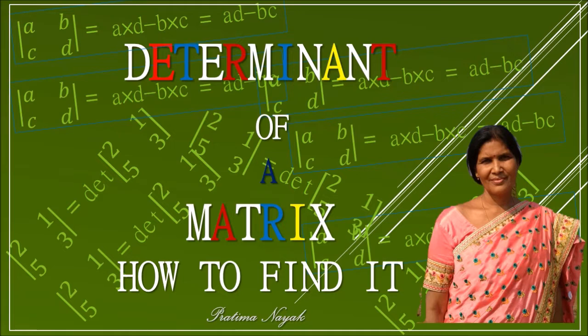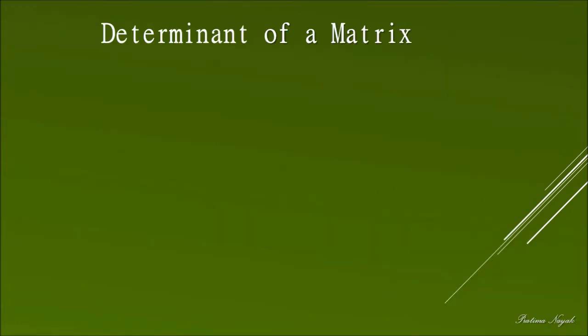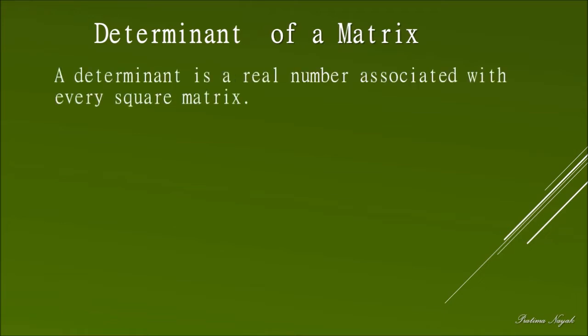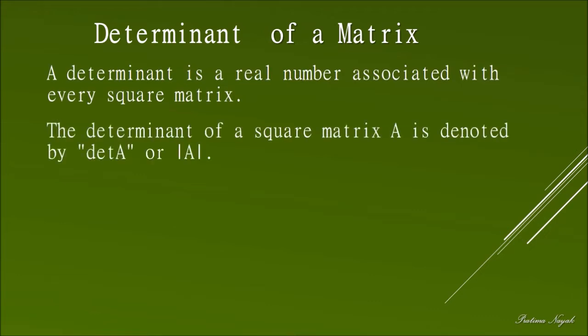So today's topic is to find the determinant of a matrix, and you know that it is a very important topic in class 12 mathematics syllabus. So let us proceed. So our topic is determinant of a matrix. A determinant is a real number associated with every square matrix. The determinant of a square matrix A is denoted by det A or A within 2 bars, like the modulus function.